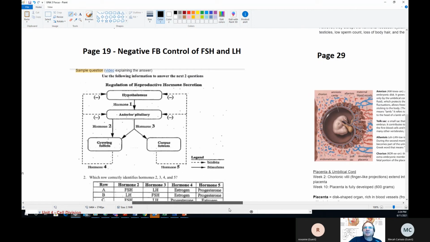But I think I've mentioned how negative feedback control of FSH and LH is important. Kind of a reminder, FSH, follicle stimulating hormone, is either going to produce the egg in a female, or it's going to be producing sperm. An interesting difference there, right? About 1 egg a month, and for males, about 1 billion sperm a day. But it's just the differences of the system.